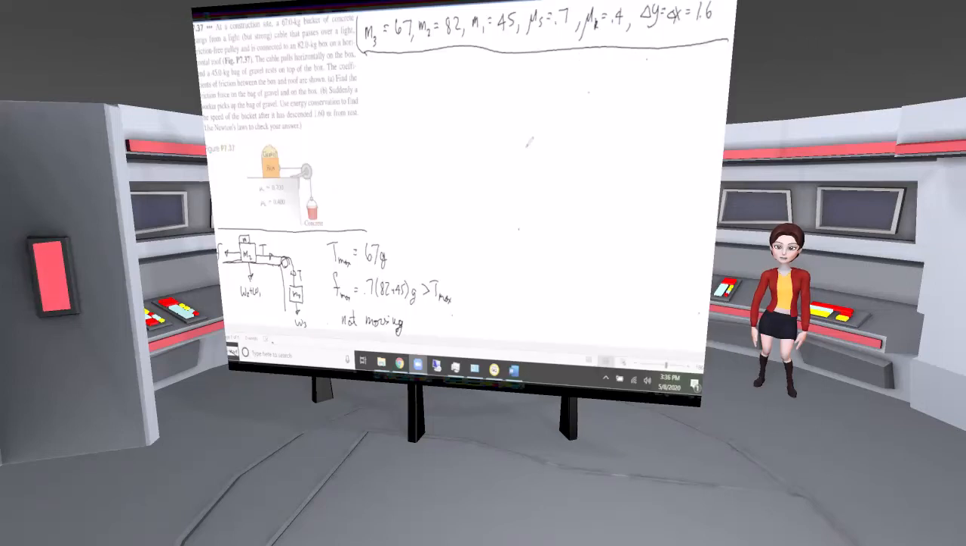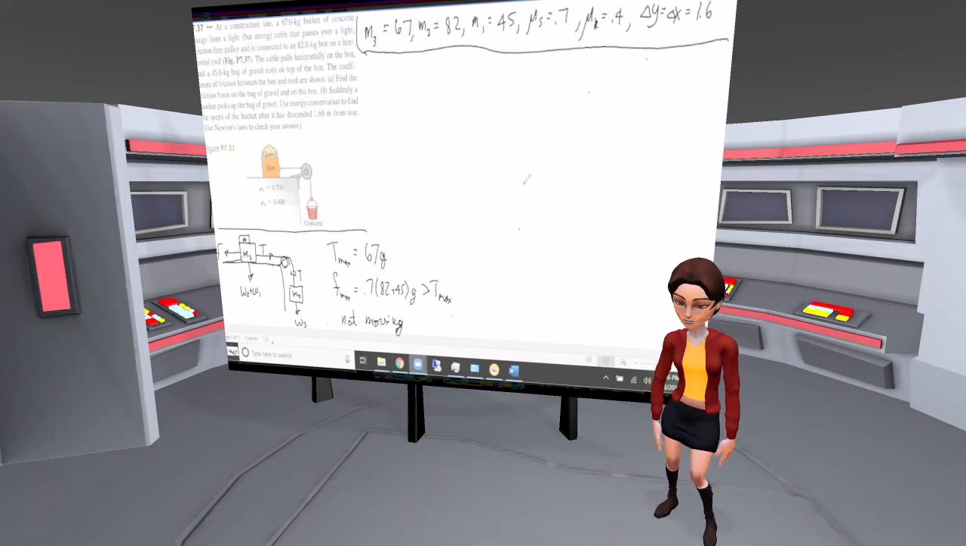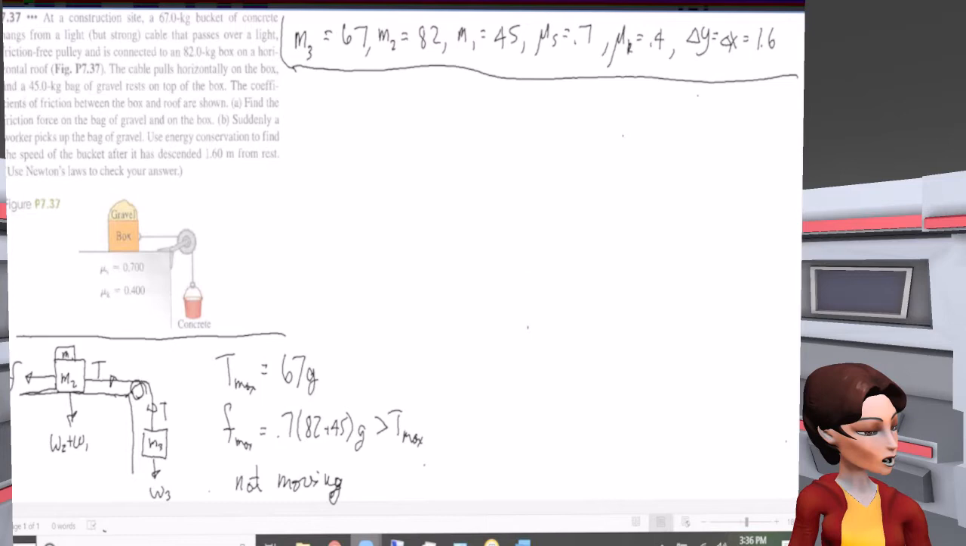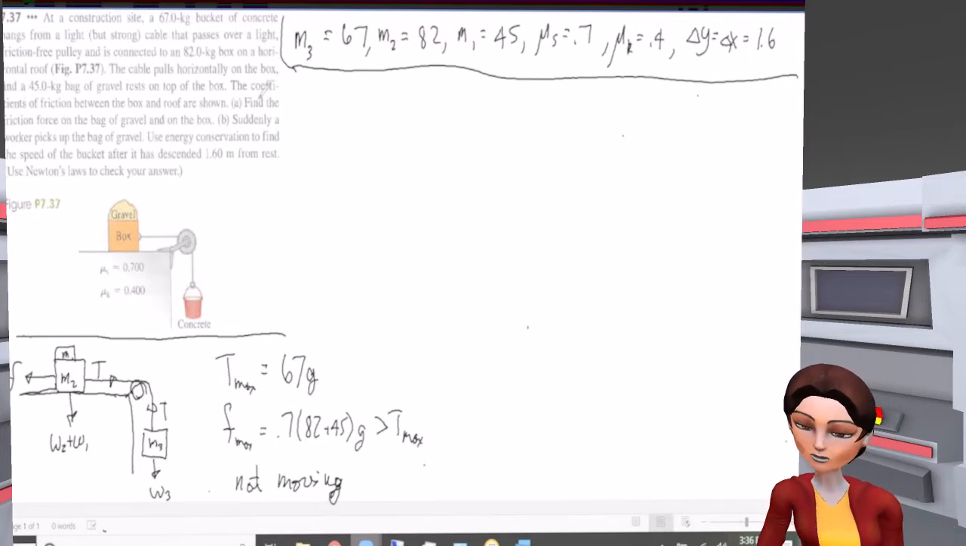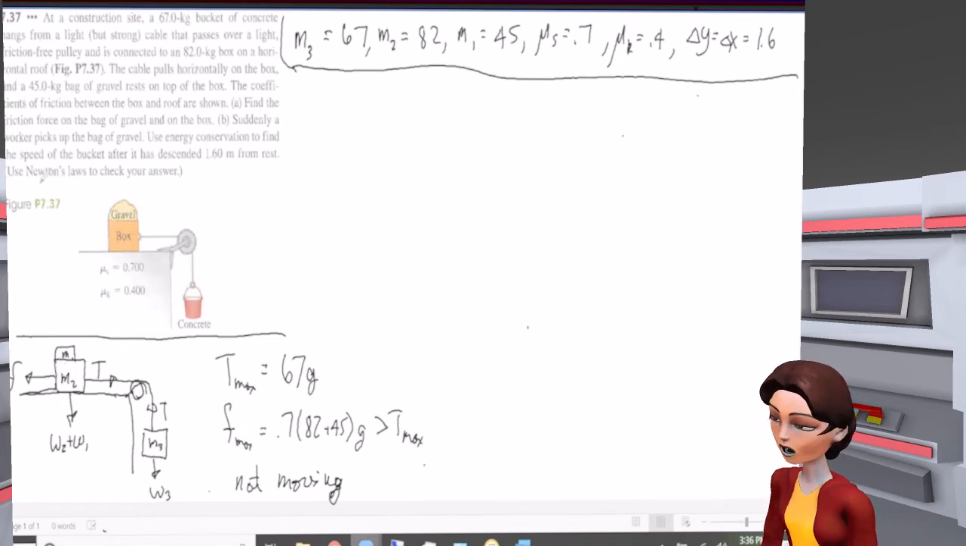So we're in Chapter 7 now of Dr. Friedman's Physics 1 class, studying potential energy and energy conservation. You've already worked with Ken through part A of this exercise 7.37 in the text, right? You were asked to find the frictional force on the bag of gravel and on the box here. The bag of gravel is M1, the box is M2.